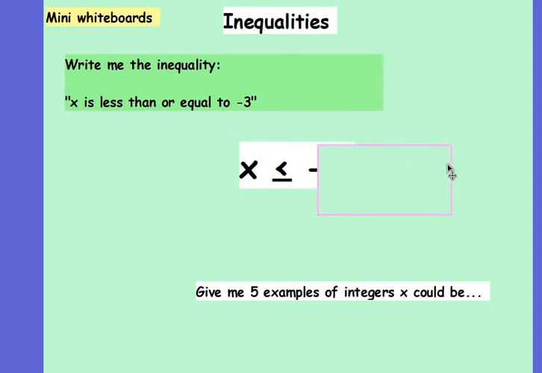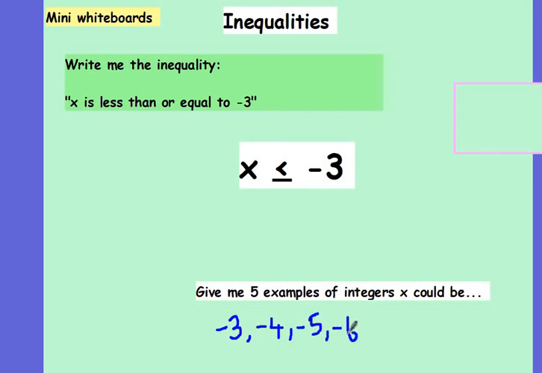Okay, hopefully you'll have all written this one. x is less than or equal to -3. And examples could be -3, because it could be equal to it, -4, -5, -6, any numbers less than or equal to -3.